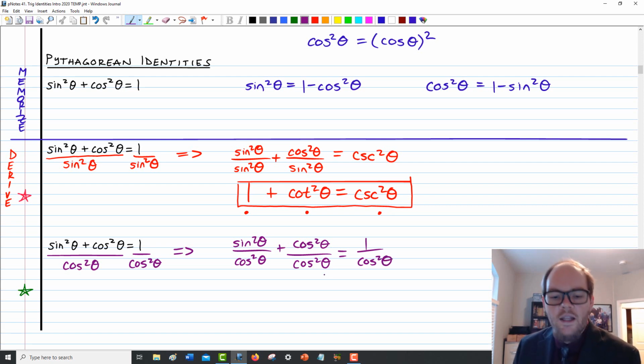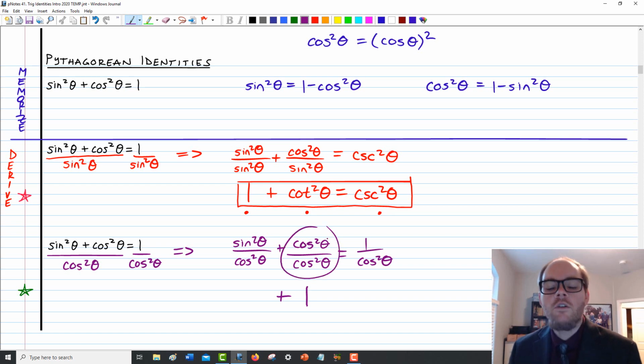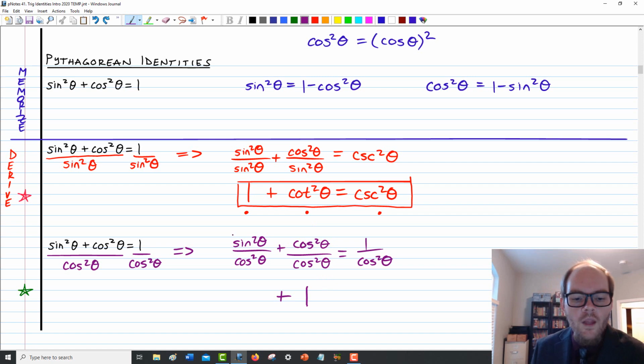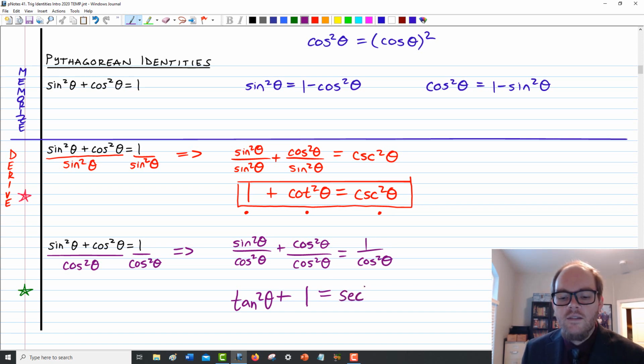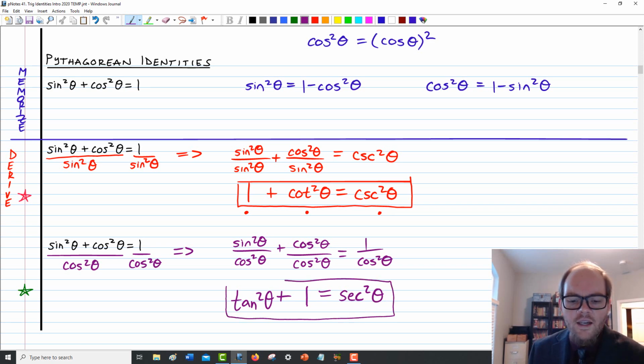Well, some of these simplify a little easier than others. So obviously we have plus 1 because cosine over cosine is going to go to 1 because they're the same thing divided by the same thing, you get 1. The first one is sine over cosine, squared, but sine over cosine is a reciprocal identity. This is in fact going to be tangent squared of theta. And then on the far right side, 1 over cosine, we already talked about that. That is equal to secant, so this is secant squared. So this is a second Pythagorean identity.